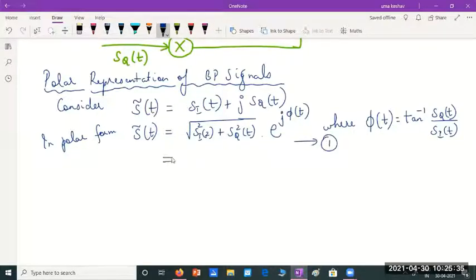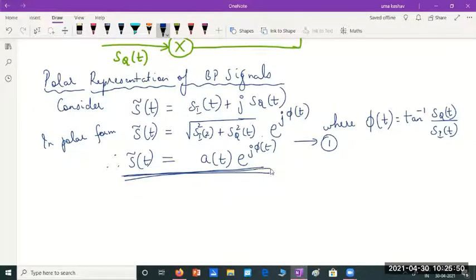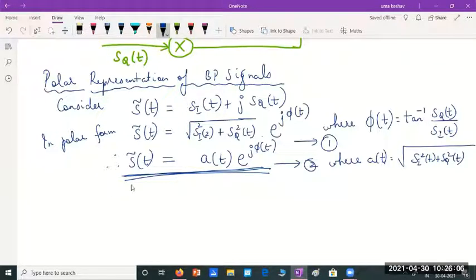If I go one step further, I'll call this A of t, the amplitude, and this the phase. Therefore, S tilde of t can be represented in amplitude and phase format like this, where A of t, the amplitude, is root of SI square plus SQ square. Okay, so it is root of SI square plus SQ square. This gives you the amplitude and phase format.